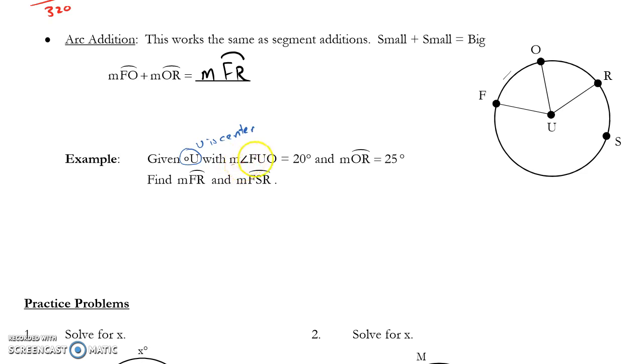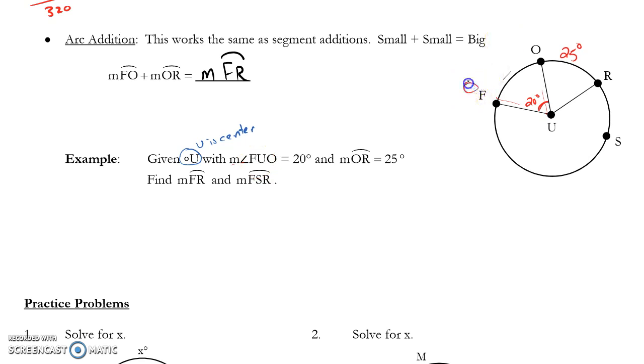The measure of angle FUO. Start at F, go to U, go to O. I'm talking about this angle, is 20 degrees. And the measure of arc OR, start at O, go to R, but on the arc, is 25 degrees. Find the measure of arc FR and the measure of arc FSR. So let's start with arc FR.